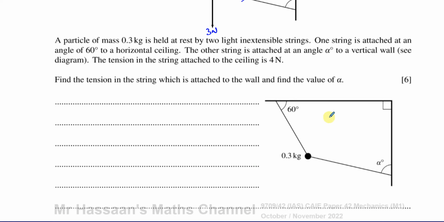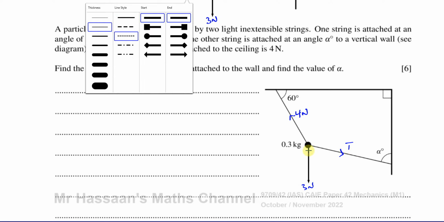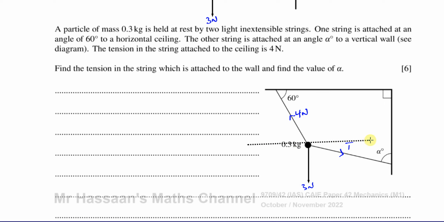So I'm going to redraw these on this diagram here, and I'll have to keep scrolling up and down. That's 4 newtons. That's 3 newtons straight down. And that's the T that we have to find. So I'm going to resolve forces here horizontally and vertically, so that we can deal with this question. The forces aren't at 90 degrees to each other, so it's better, I think, to just resolve horizontally and vertically.